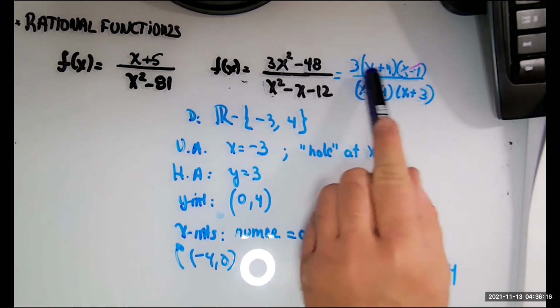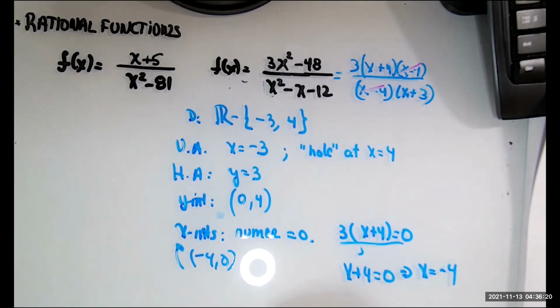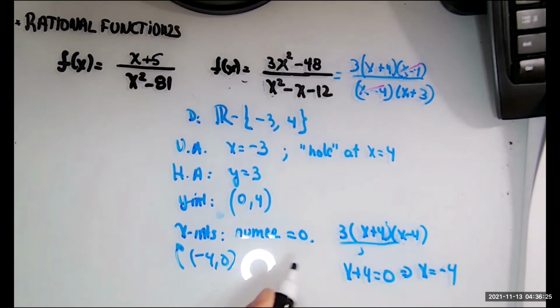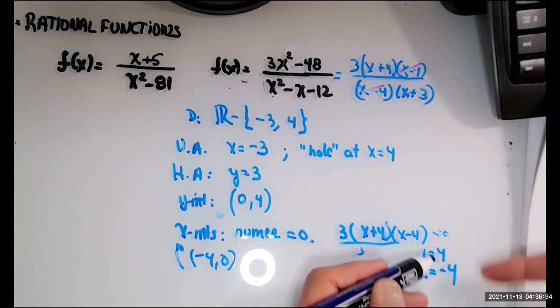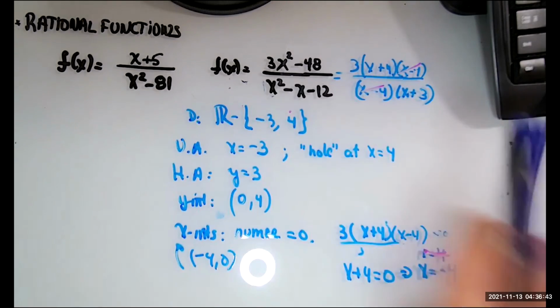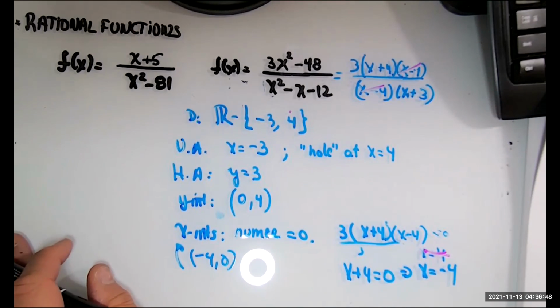Notice that if I use the numerator without simplifying, it will be, of course, 3 times x plus 4, x minus 4 equals 0. So we'll have either x equals -4 or x equals 4. So in theory, we'll have two x-intercepts. However, we know that 4 is not part of the domain, so eliminate this one. This is why I said it's better just to use the simplified version to work from this point forward. And that will do it.